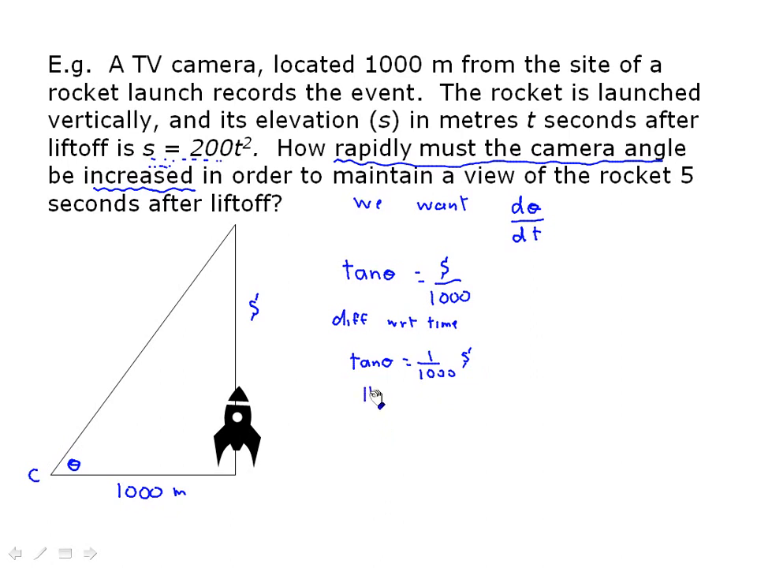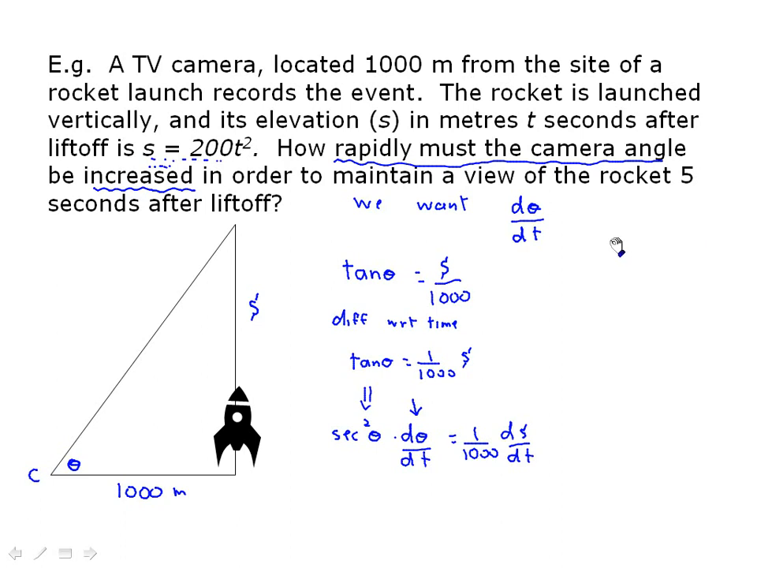So when we do differentiate this, we will get secant squared theta times d theta dt is going to be equal to 1 over 1,000 times ds dt. And then we take stock of what we have and what we're after. This is the variable we're looking for, d theta dt. We do not have secant squared theta, just like we didn't have it for that earlier example. Nor do we have ds dt. So our next task is to get those.